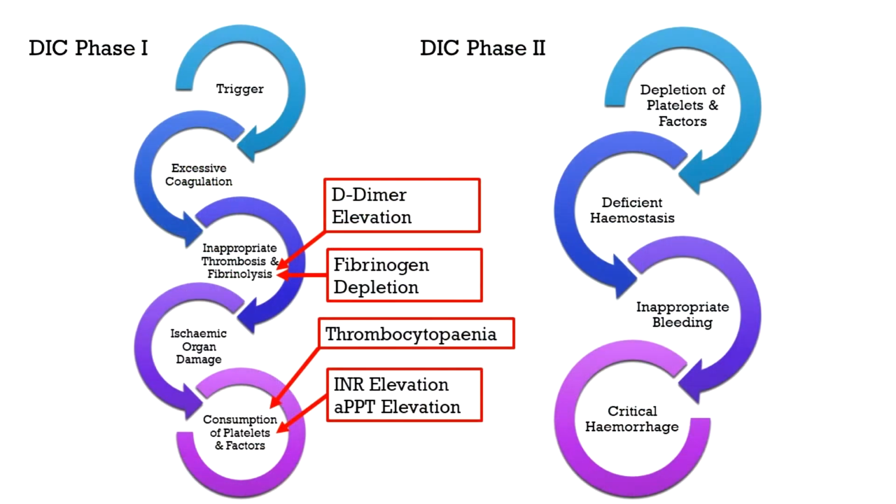So if we go back to our process in phase 1 and phase 2, we can see that inappropriate fibrinolysis causes the D-dimer elevation. We see that the inappropriate thrombosis causes the fibrinogen depletion from consumption, and we see thrombocytopenia because of the consumption of platelets. And the INR and APTT elevation come from the consumption of the clotting factors.